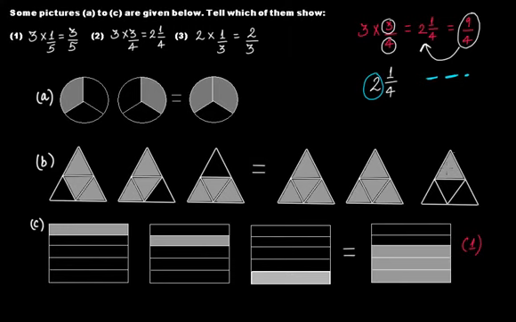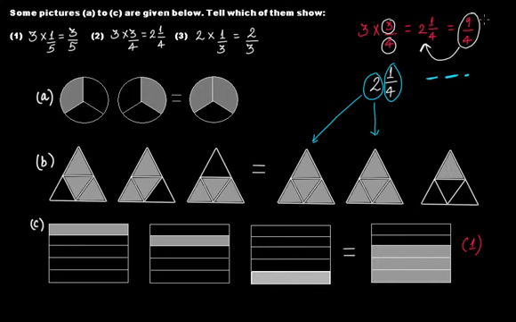What fraction does this figure tell you? It tells us 1 by 4. Why? Because this figure has been divided into 4 equal parts and only one part is shaded, therefore it will give us this 1 by 4. And these two figures represent the 2 wholes. So 2 complete and 1 by 4.